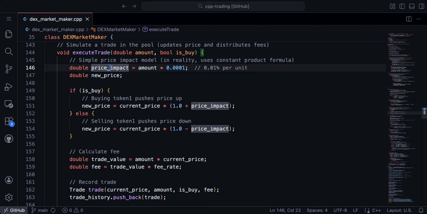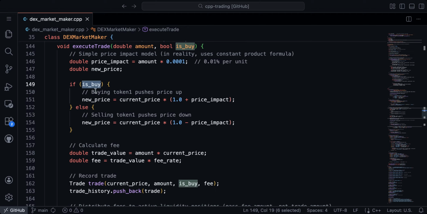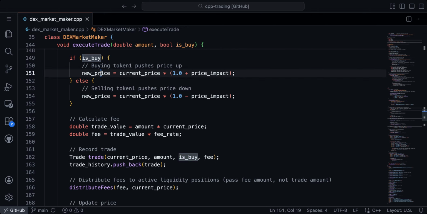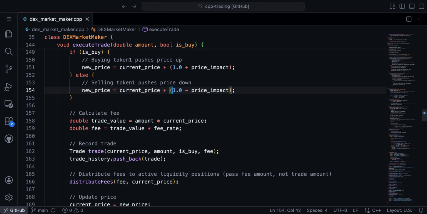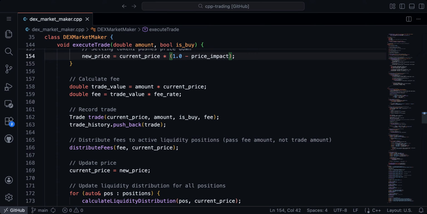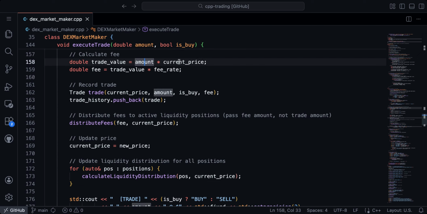If isBuy is true, meaning someone is buying token 1, this pushes the price up. We calculate new price as current price multiplied by 1.0 plus price impact. If isBuy is false, meaning someone is selling token 1, this pushes the price down. We calculate new price as current price multiplied by 1.0 minus price impact. We calculate the trade value as amount multiplied by current price. We calculate the fee as trade value multiplied by phi rate.